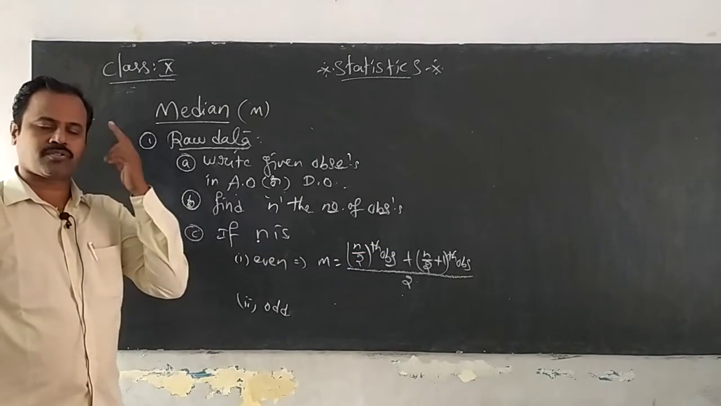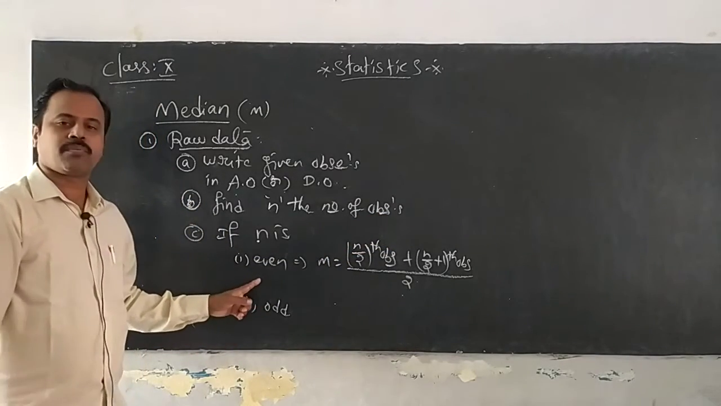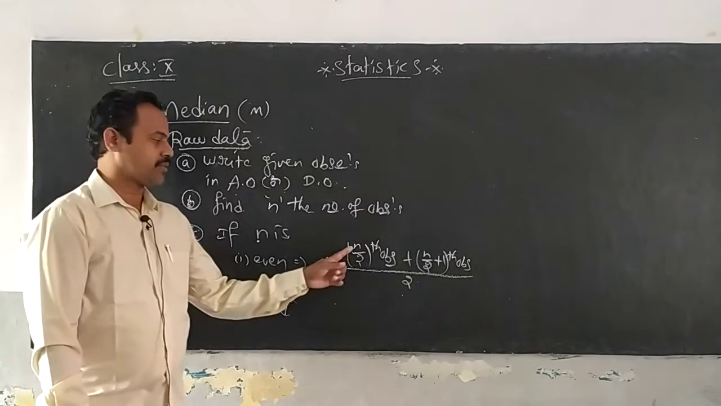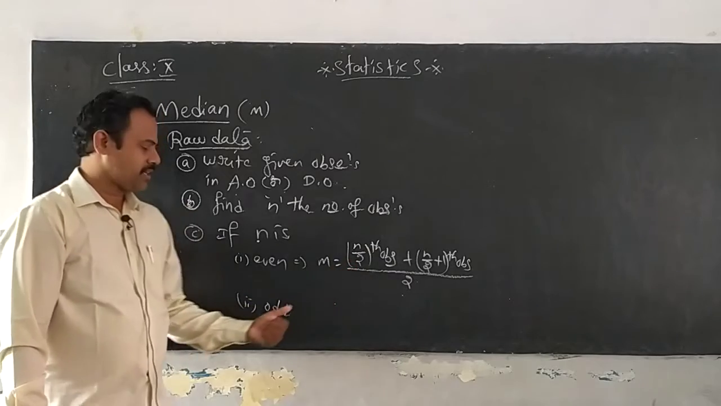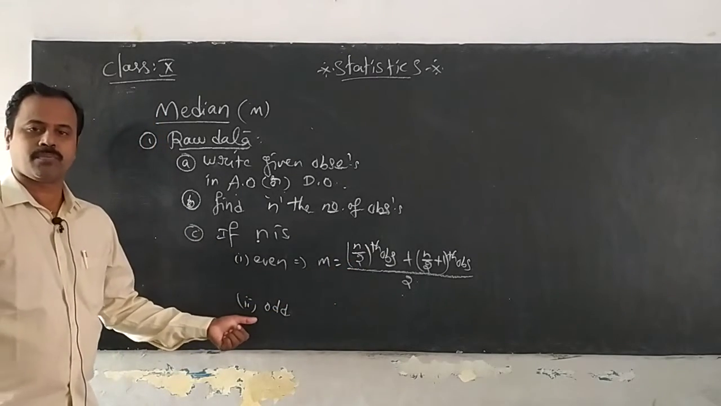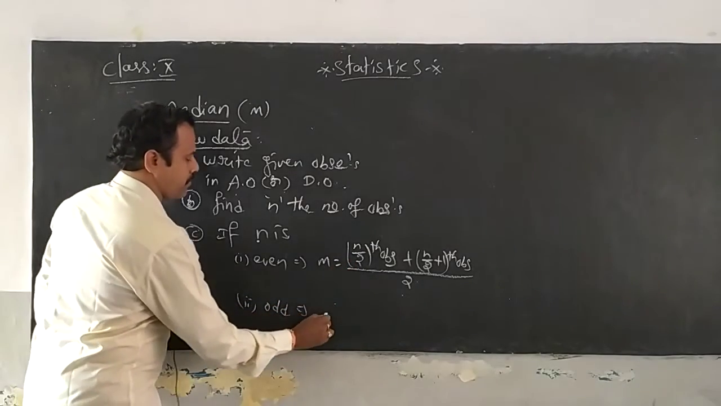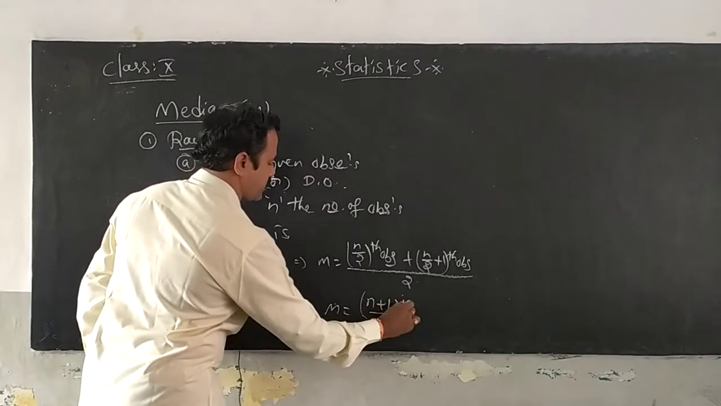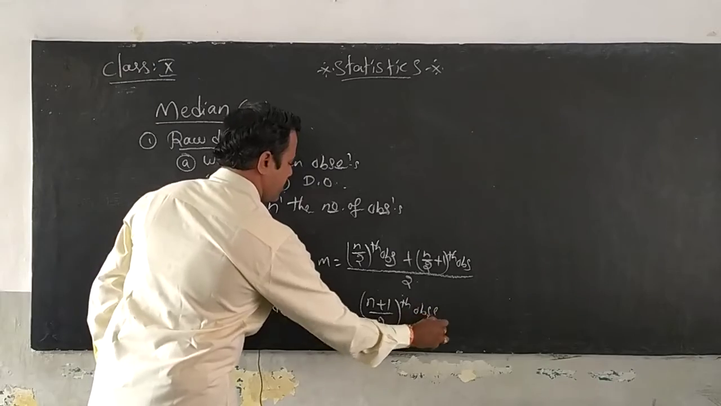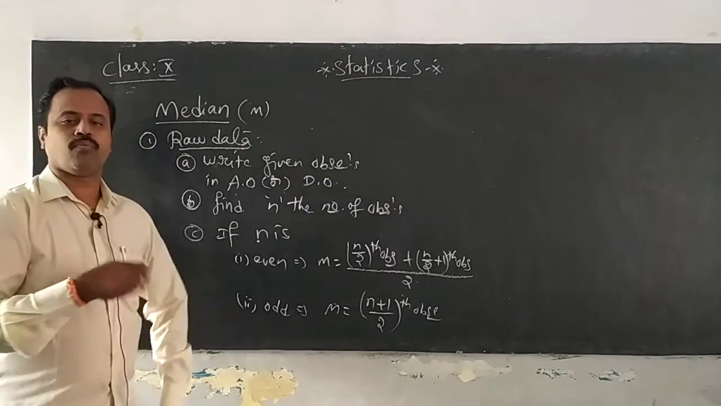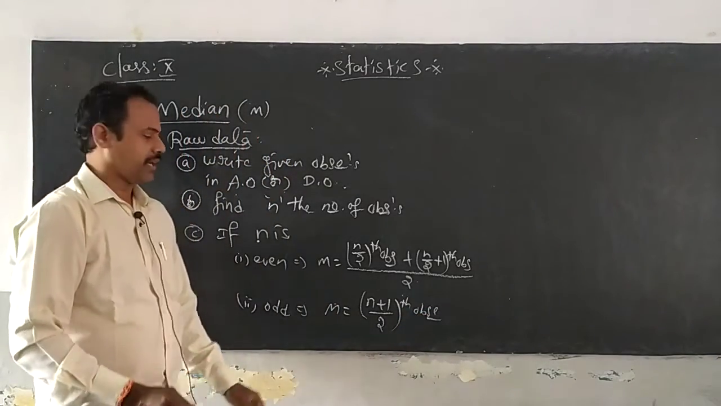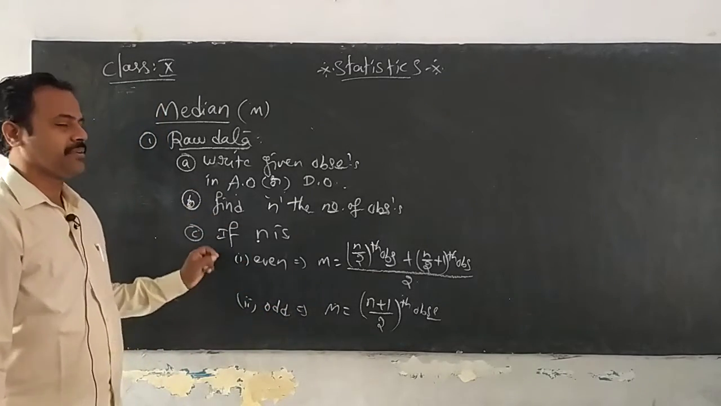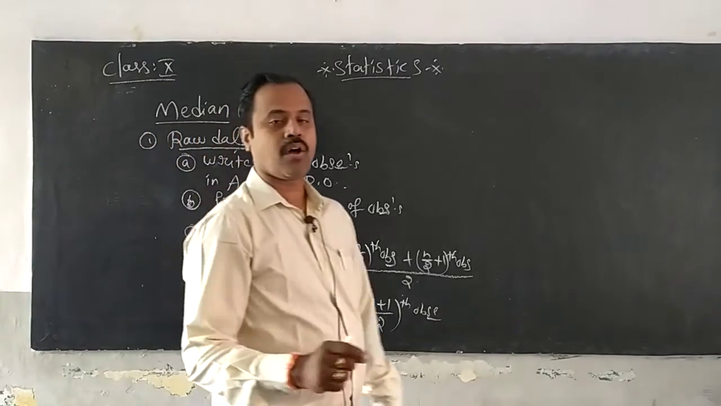So to remember the formula, even is a number which is divisible by 2, so you can take that directly, n by 2. Whereas odd is a number which is not divisible by 2. So you write here, median M is equal to the n plus 1 by 2th observation. As it is an odd number, you add 1, so it becomes an even number, divisible by 2. So this is the procedure to find the median of raw data.